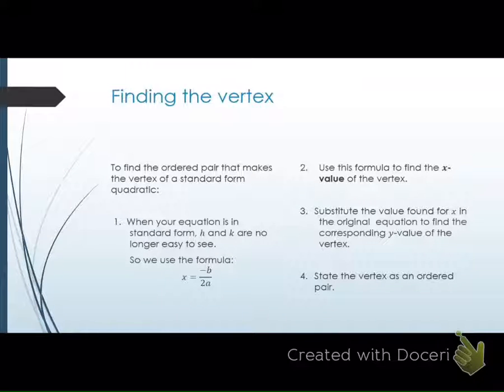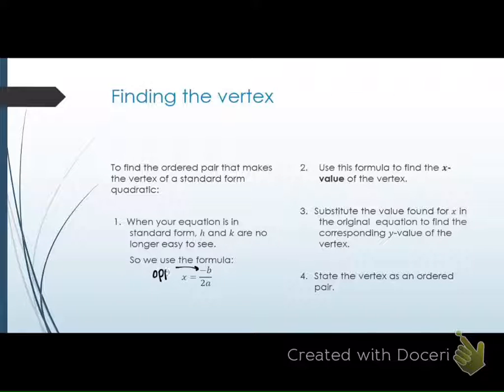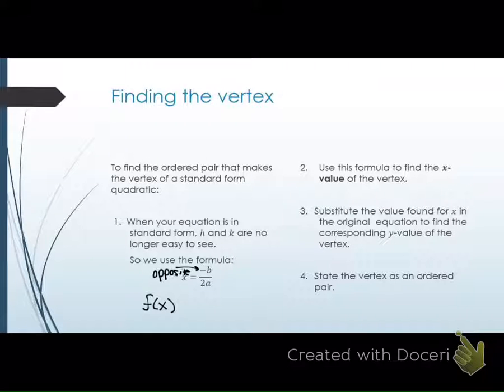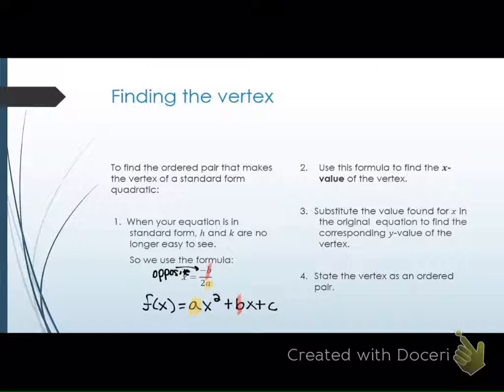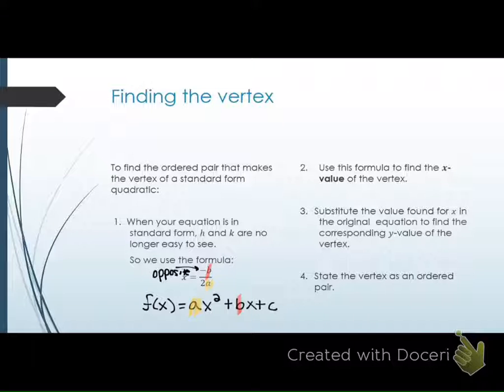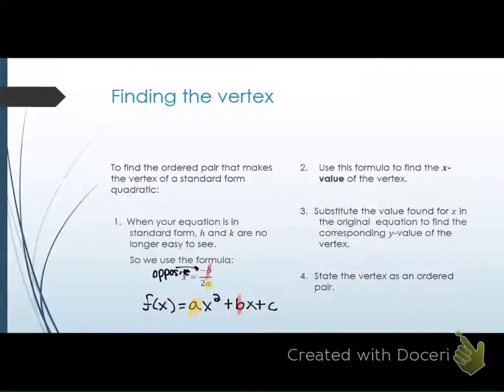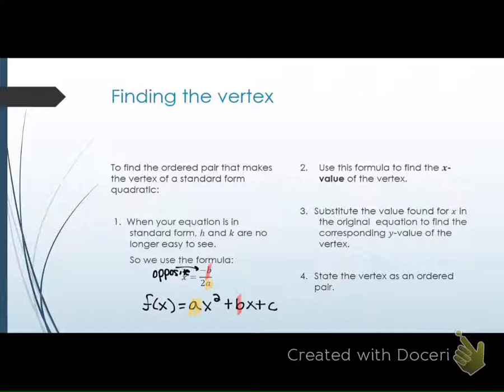So we use this formula, negative b, which really means opposite b, over 2a. So remember, this is standard form. So b is here in front of x, and a is in front of the x squared. So when you do negative b over 2a, you're going to use the a value, which is in front of the x squared term, and the opposite of the b value, which is in front of the x term. So you're going to use this formula to first find the x value. This gives you the x coordinate of the vertex.